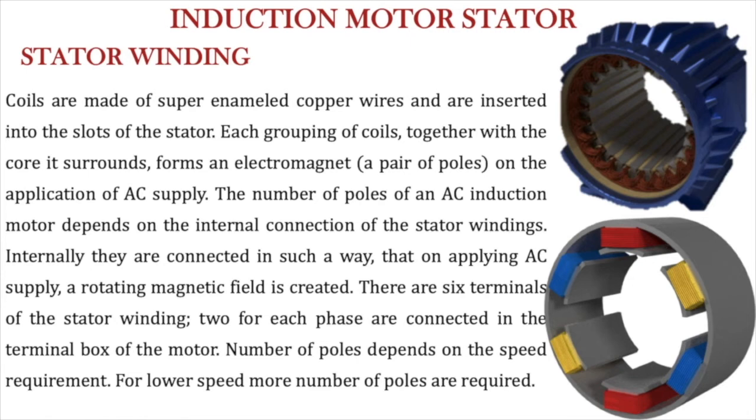Internally, the stator windings are connected in such a way that when we apply a three-phase AC supply, a rotating magnetic field is created. There are 6 terminals of the stator winding, 2 for each phase, connected in the terminal box of the motor, so that externally the windings can be connected either in star or delta. The number of poles depends on the speed requirement, and for lower speed, more poles are required.